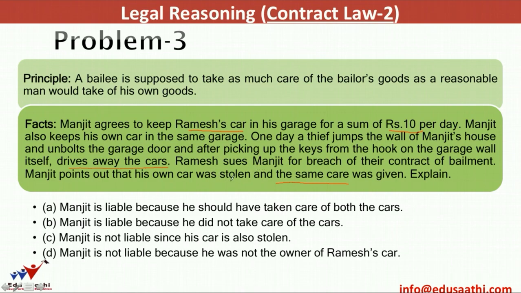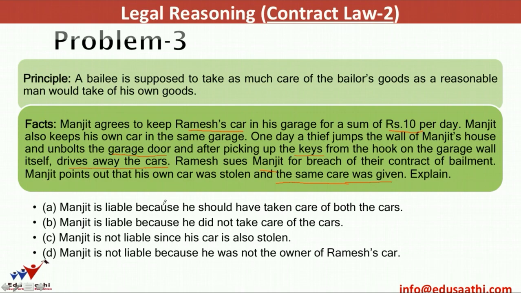He cannot take the defense that he gave the same care as that of his own car, but in this case he had not taken the proper care because the garage door was not locked, first of all, and second of all, the keys were put there itself. So somebody who would have entered into the garage has actually got the keys to the car also. So in this case, the reasonable care was not taken from the point of view of a reasonable man, not that of Manjeet's. So we have to decide whether there was a breach of contract of bailment by Manjeet or not. Let's take the options.